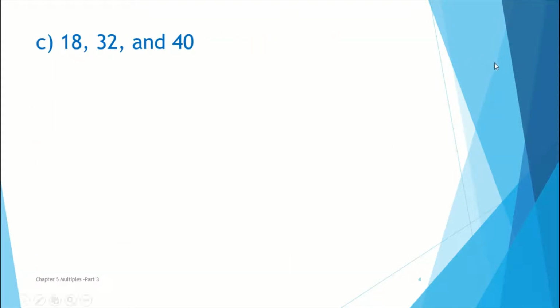We will see sum number C of exercise 5.2, that is 18, 32 and 40. So scholars, first of all we will find the prime factors of 18, then 32 and then 40, by the short division method.